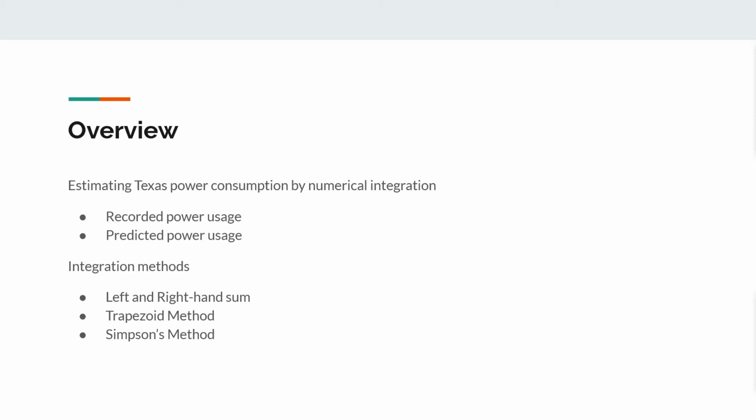Okay, the overview of our project: we decided to estimate the Texas power consumption by numerical integration methods. We did this both on the data set of recorded power usage and predicted power usage. And our three integration methods that we chose were the left and right hand sum method, trapezoid method, and Simpson's method.